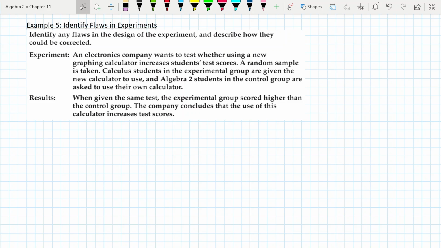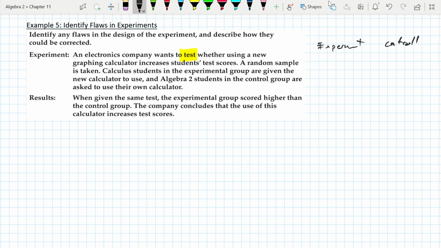Example 5, identify flaws in experiments. So we're going to try to identify any flaws in the design of this experiment and describe how it could be corrected. So, experiment: an electronics company wants to test whether a new graphing calculator increases student test scores. So they're trying to test something. That to me already sounds like an experiment, right? So that means there should be an experiment group and a control group. So let's see if we can identify what's happening there.